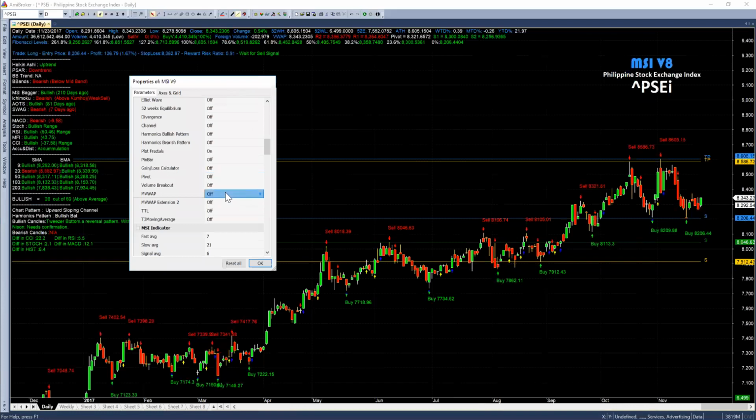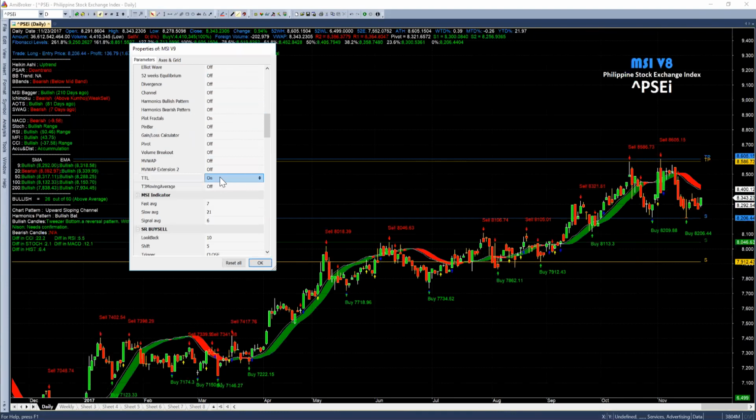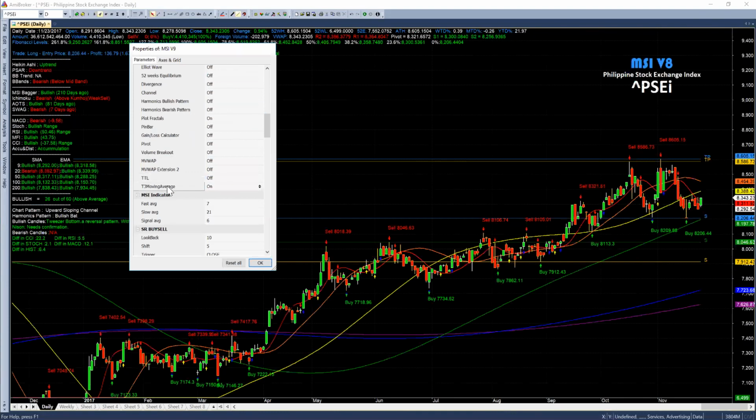You can also plot the VWAP. Additional VWAP extensions are there. This is the intensity, if I'm not mistaken. And this is another type of moving average.